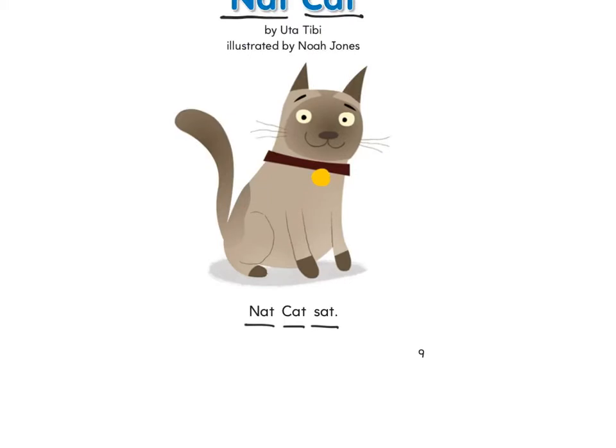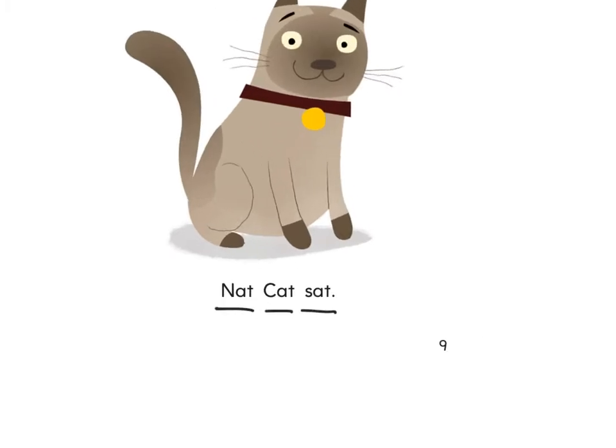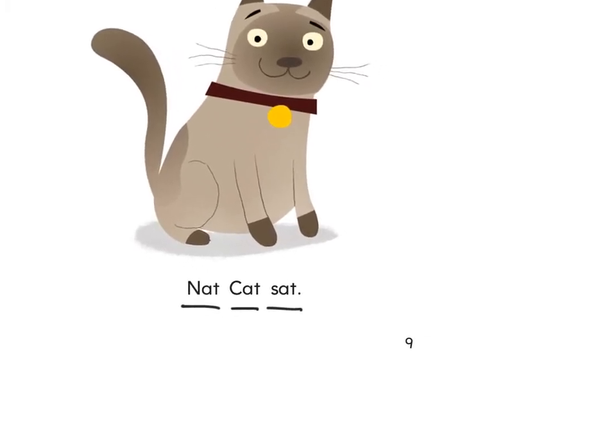Okay, and then I'm always going to say, okay, pencils down, fingers ready. And we're going to point to the words on the bottom and read it together. Are you ready? Fingers ready. Let's read together. Ready and read. Nat, cat, sat. What's the mark at the end of that sentence? A period. So with your pencil, you can go ahead and circle that period, just so we remember it's a period. Okay, turn the page.